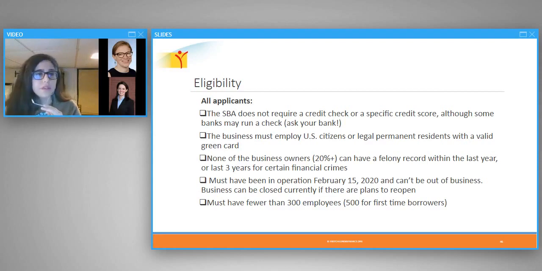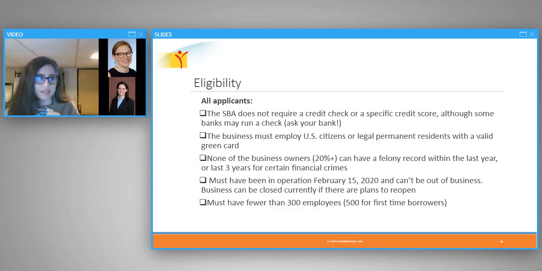So some brief notes on eligibility. One thing we want to make sure that childcare businesses know is that there is no minimum credit score needed to apply for PPP. Your bank may run a credit check and may have their own policies about this. So if this is a concern for you, ask your bank. There are, similar to EIDL, some requirements about U.S. citizenship or employing U.S. citizens, some limitations around recent felony records.